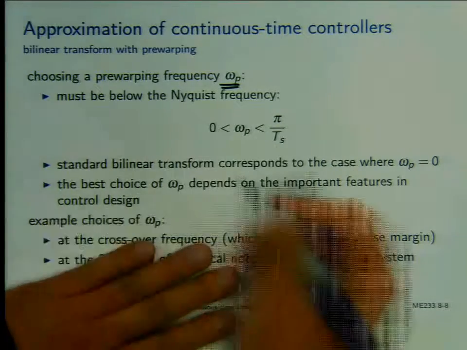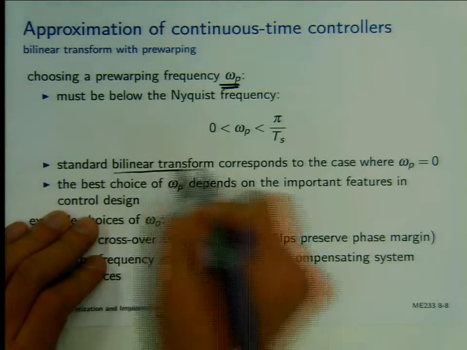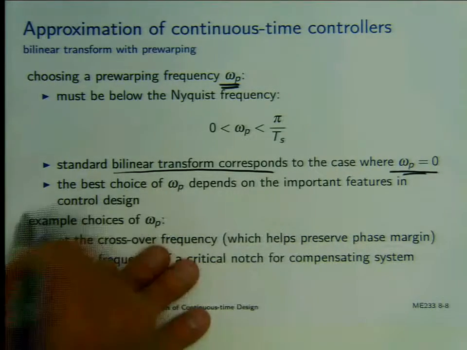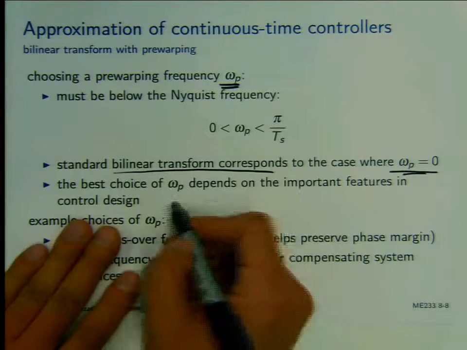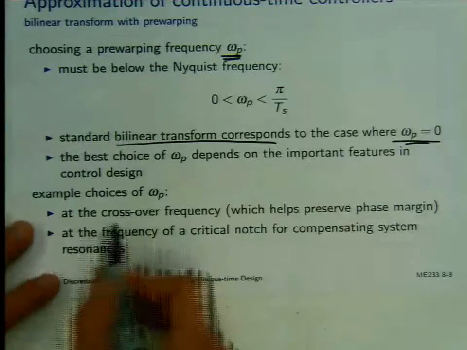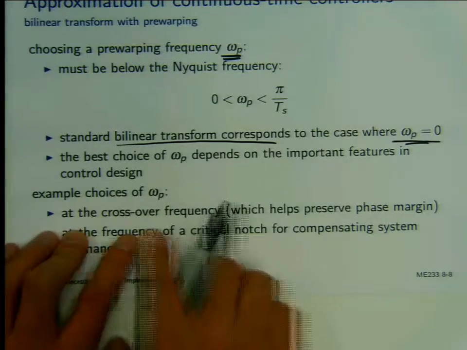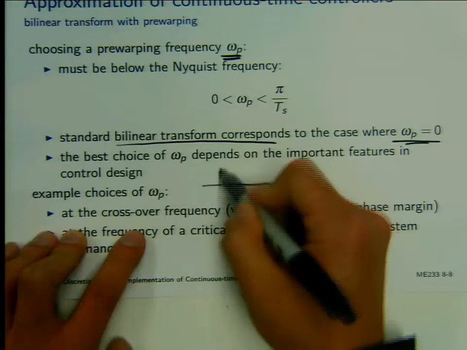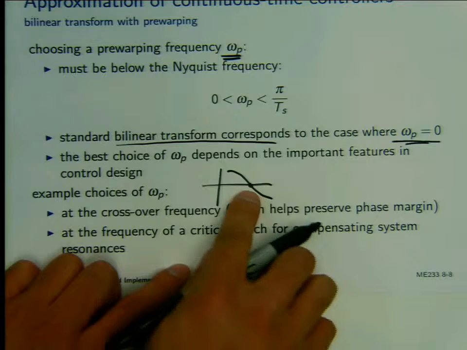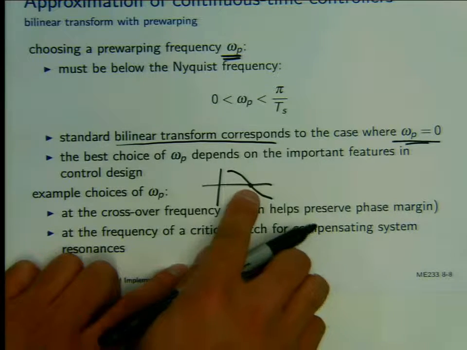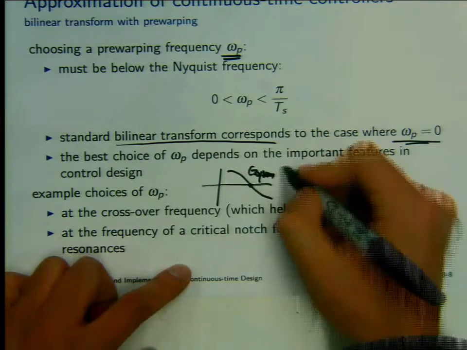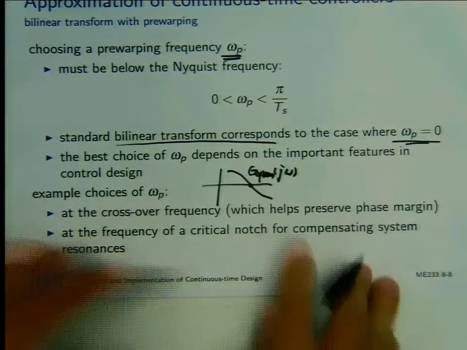Okay? So you see, a standard bilinear transformation is just a particular case when omega p equal to 0. The best choice of omega p actually depends on the problem you are trying to solve in practice. Some examples are here. For example, you can do it at the crossover frequency of the open loop frequency response. In this way, you can maintain the crossover frequency of the open loop shape. Okay, this is one choice.